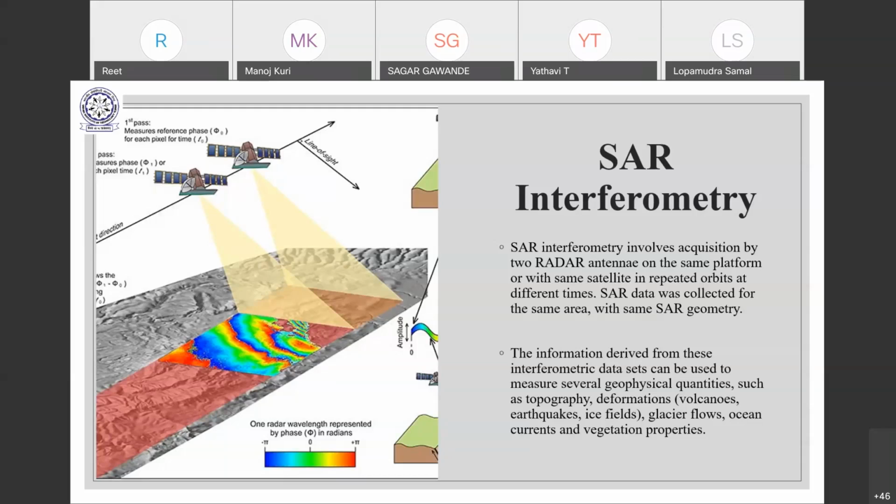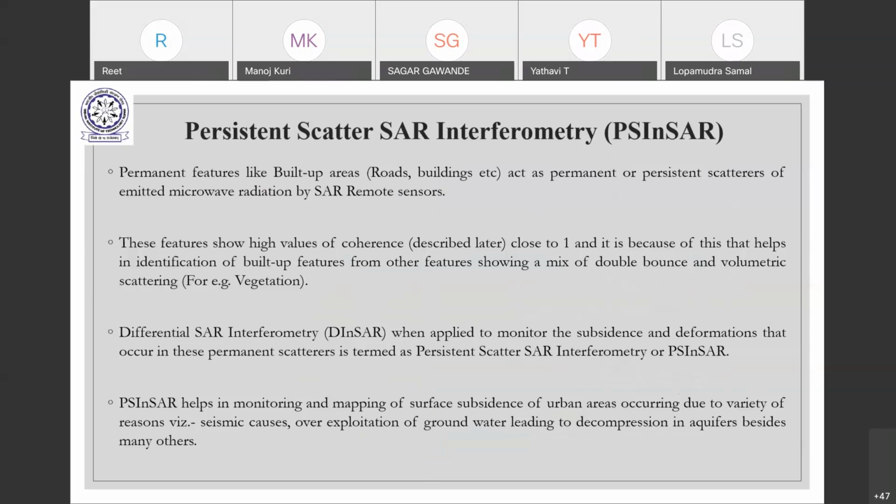Like there is a satellite, TerraSAR-X. TerraSAR-X has a constellation of satellites. One satellite passes and the next satellite passes over the same region after some time. So they collect the data for the same region, same area, multiple times. So when those multiple data are used to find out the information of topography, then that technique is called SAR interferometry. Then there is another term which is used much more commonly nowadays, that is persistent scatter SAR interferometry, PS InSAR.